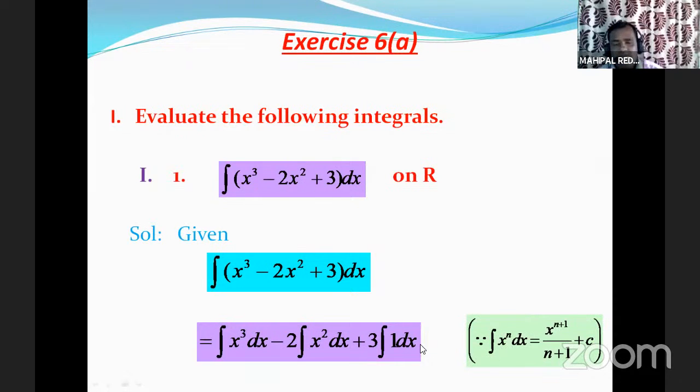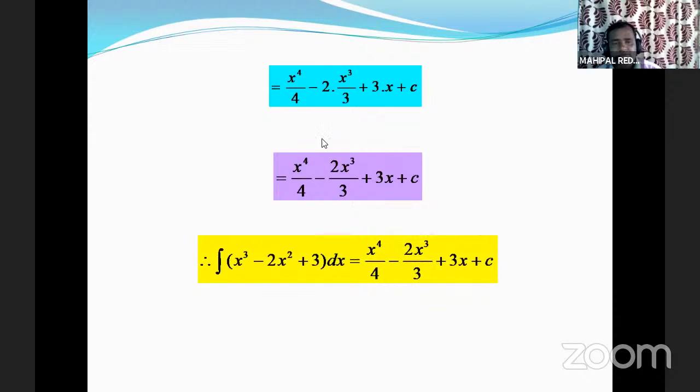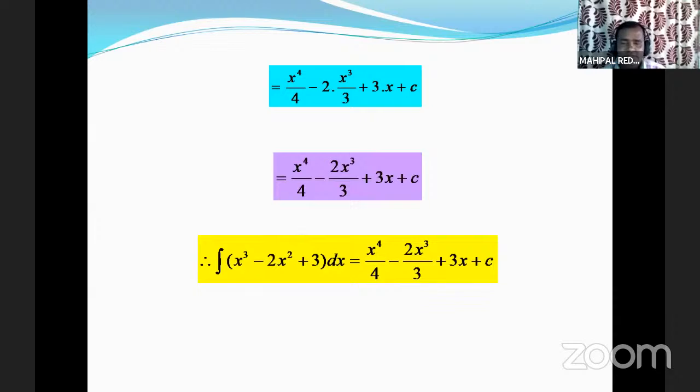It is in the form of the integration of x power n, which equals x power n plus 1 by n plus 1. So the first one, the integration of x cube, is x power 4 by 4, minus 2 into the integration of x square, which is x cube by 3, plus 3 into the integration of 1, which is x, plus c. So x power 4 by 4 minus 2x cube by 3 plus 3x plus c. Therefore, the integration of x cube minus 2x square plus 3 is equal to x power 4 by 4 minus 2x cube by 3 plus 3x plus c.